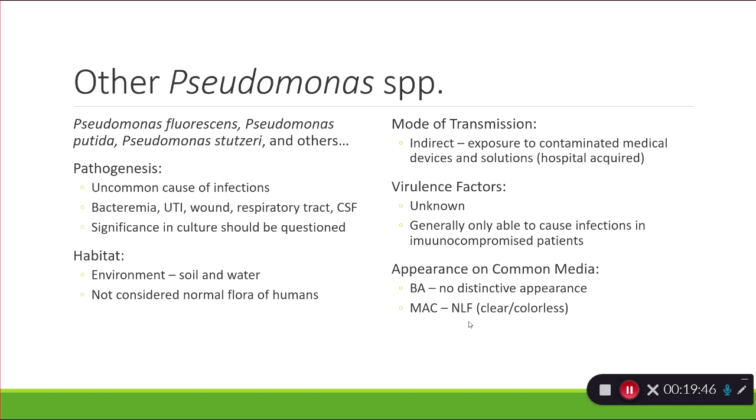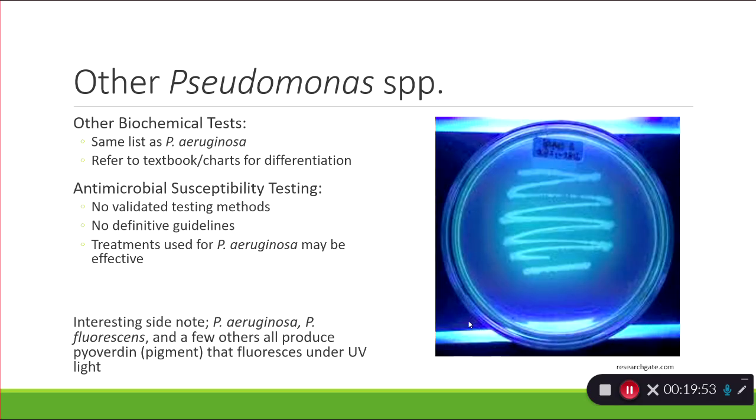In blood agar, there's no distinctive appearance. In MacConkey, it's clear and colorless. Other biochemical tests, it's very similar to Pseudomonas aeruginosa. And antimicrobial susceptibility testing, there's no validated testing methods. And the treatments that we use for regular Pseudomonas aeruginosa are pretty effective for the other ones. An interesting side note, Pseudomonas aeruginosa, Pseudomonas fluorescens, and a few others produce pyoverdin, which fluoresces under a UV light.